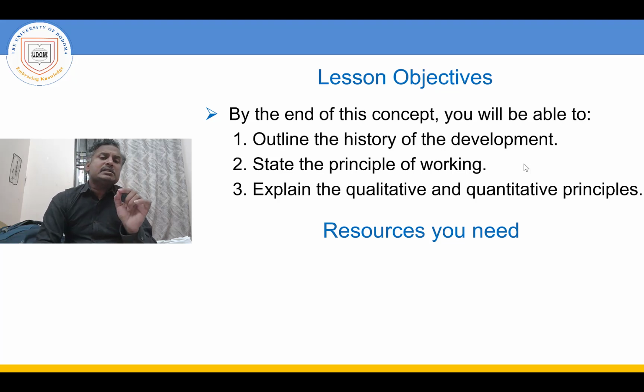Chemical analysis involves two parts: qualitative analysis and quantitative analysis. By performing a particular chemical analysis, you will be able to know what elements are present in a given sample. Let us consider there are five elements present in a given sample. Now, the next question is: what is the amount of the first element? What is the amount of the second element? What is the amount of the third element? Determination of those amounts is quantitative analysis. So by the end of this lesson you will be able to perform qualitative and quantitative analysis of different elements present in different samples.